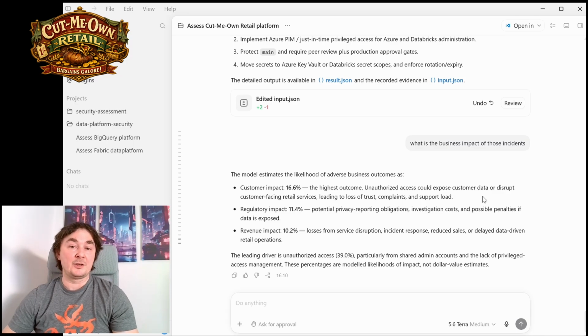In addition to that, we have a slightly lower regulatory impact. So there is a potential that the privacy reporting obligations are compromised, and it is possible that there would be penalties if data is exposed. While the revenue impact is the least likely among all of those, because losses from service disruption, incident response and reduced sales, while possible, maybe are not that big of a deal. But that, once again, is based on my numbers and my current model.